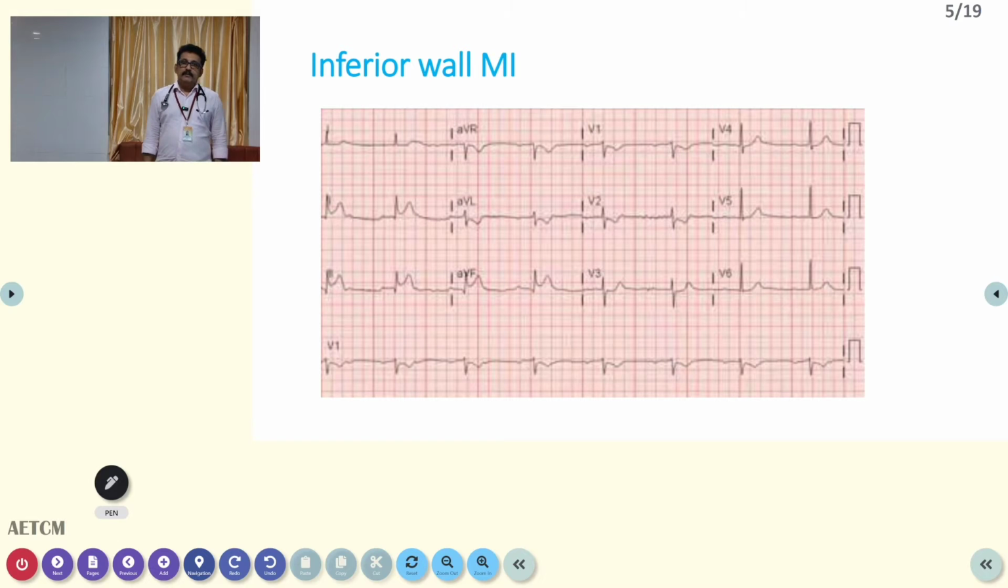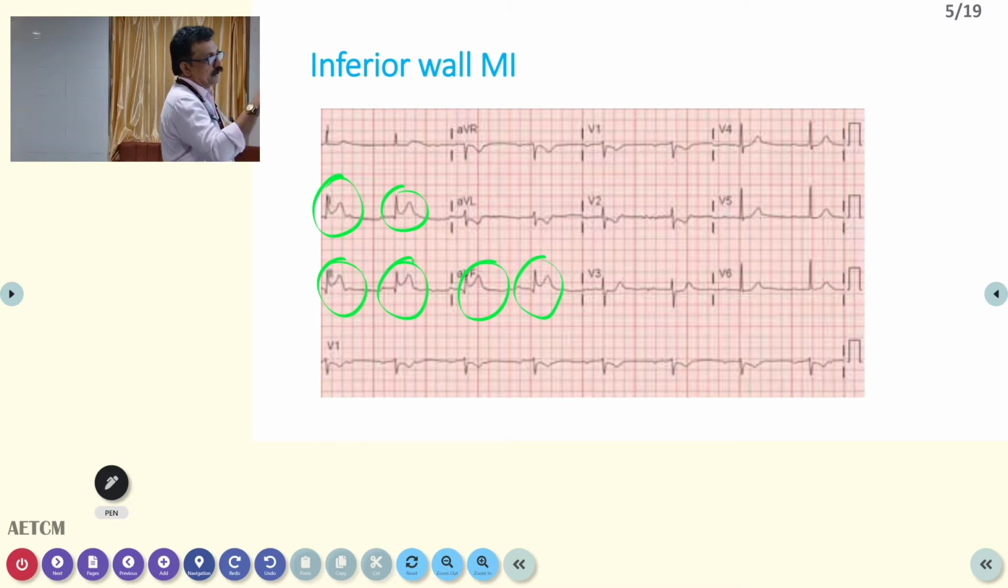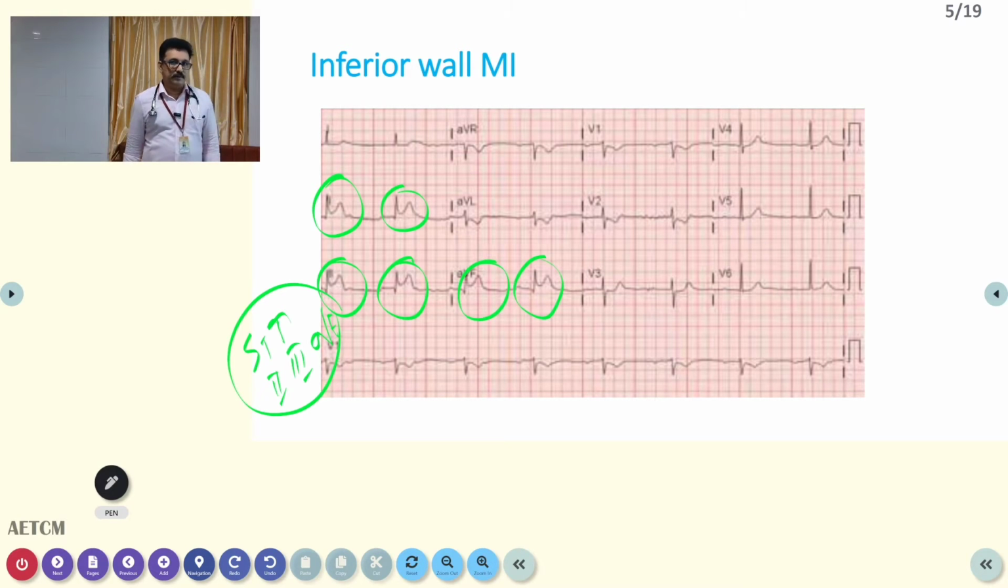Now, this patient is having chest pain with ST segment elevation in leads 2, 3, and AVF. They all are inferior leads. So, it is inferior wall myocardial infarction. If cardiac enzymes are elevated, then it is an inferior wall myocardial infarction. If they are not elevated, we have to see what is the reason for that ST segment elevation.